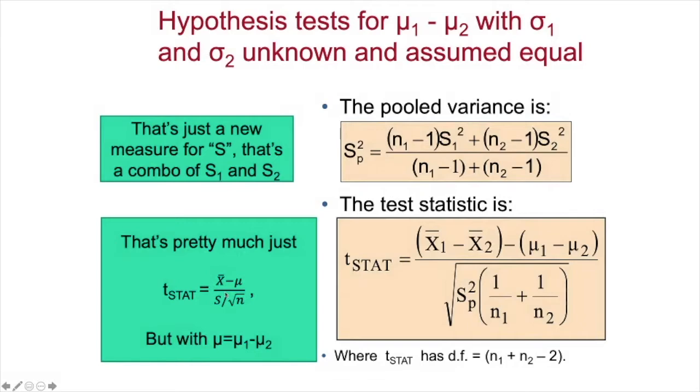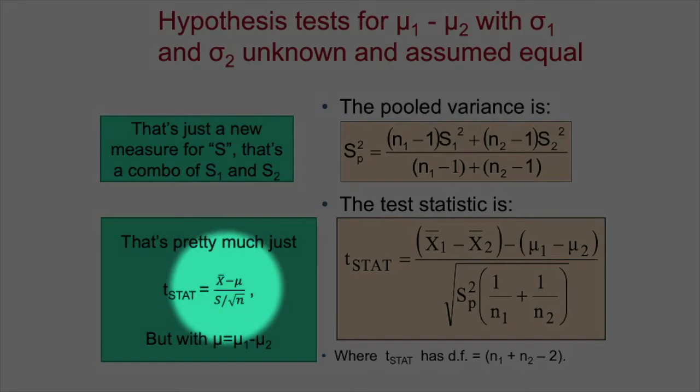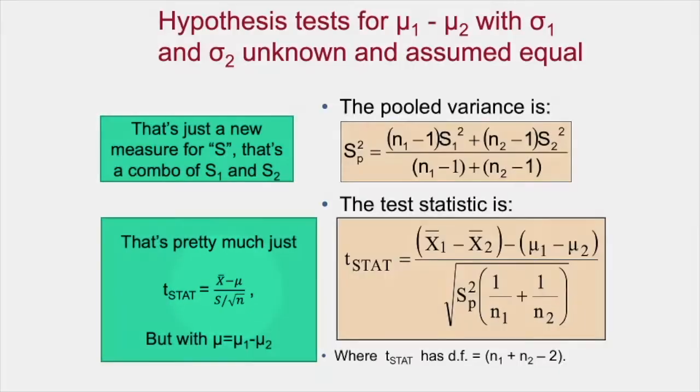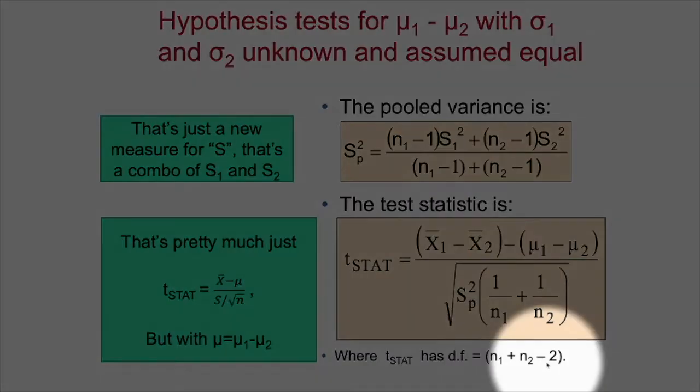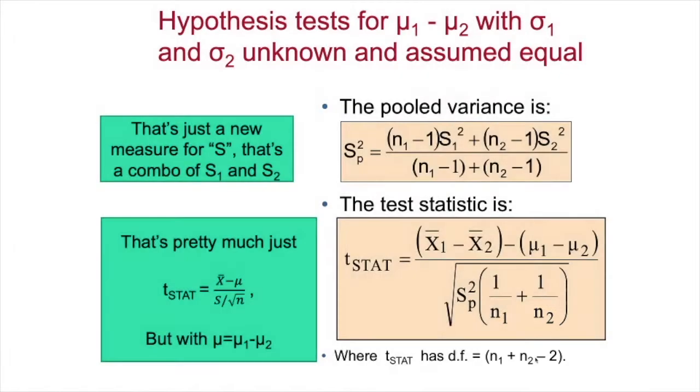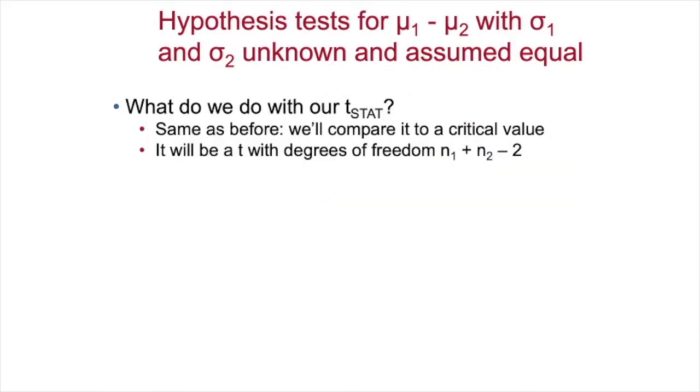And our test statistic is essentially the same thing we had before, right? X bar minus mu divided by S over square root of n, but in this case, we are computing something that is similar, but based on mu1 minus mu2, the difference between the means. And the last thing we need to know about our t-stat is the degrees of freedom. And in this case, the degrees of freedom are n1 plus n2 minus 2. In other words, it's n1 minus 1 plus n2 minus 1, right? So it's similar to what we would have had with one sample, it's just now we're adding them up for the two samples.